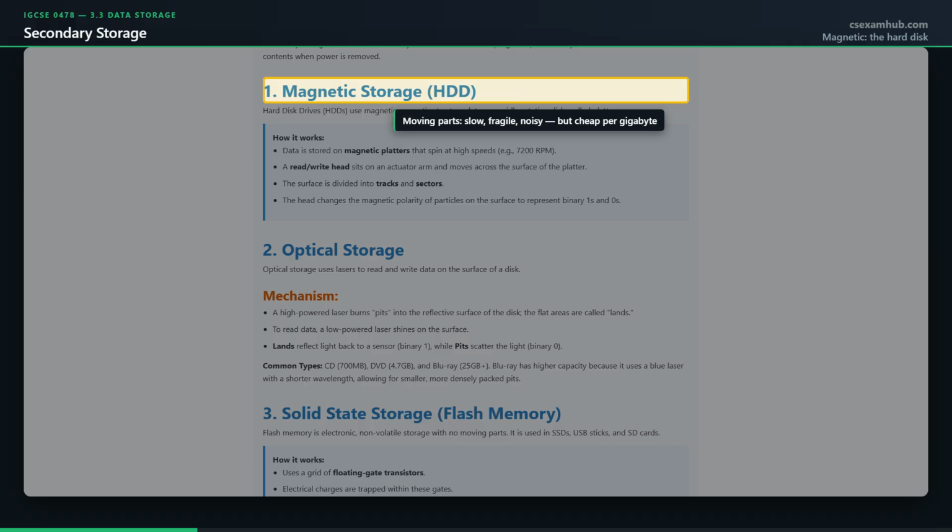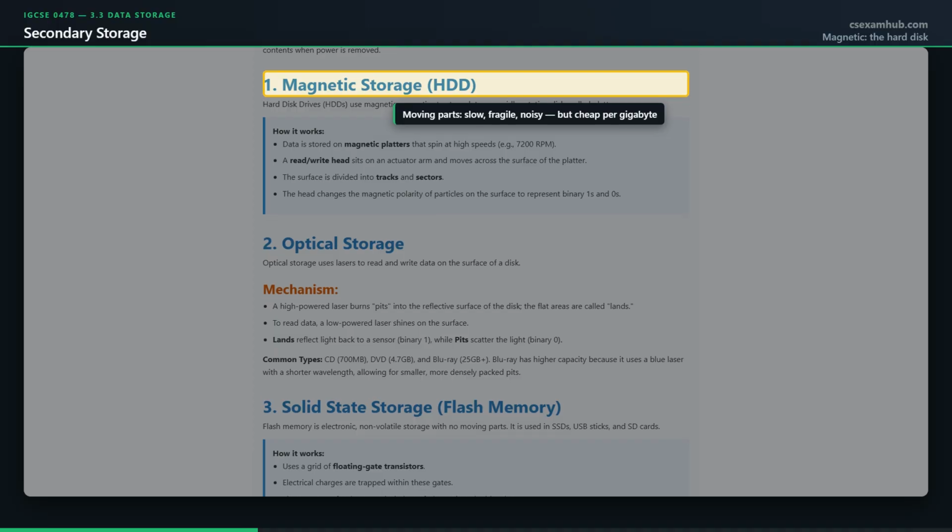Now notice what that description contains. Platters spinning, an arm moving, a head positioned. Those are moving parts, and everything about the hard disk's character follows from them. It is comparatively slow because the disk must physically rotate until the right sector arrives under the head. It is vulnerable to being dropped because a moving head very close to a spinning surface is not a robust arrangement, and it makes noise and consumes power turning the motor. What it gives you in exchange is a very large capacity for very little money.